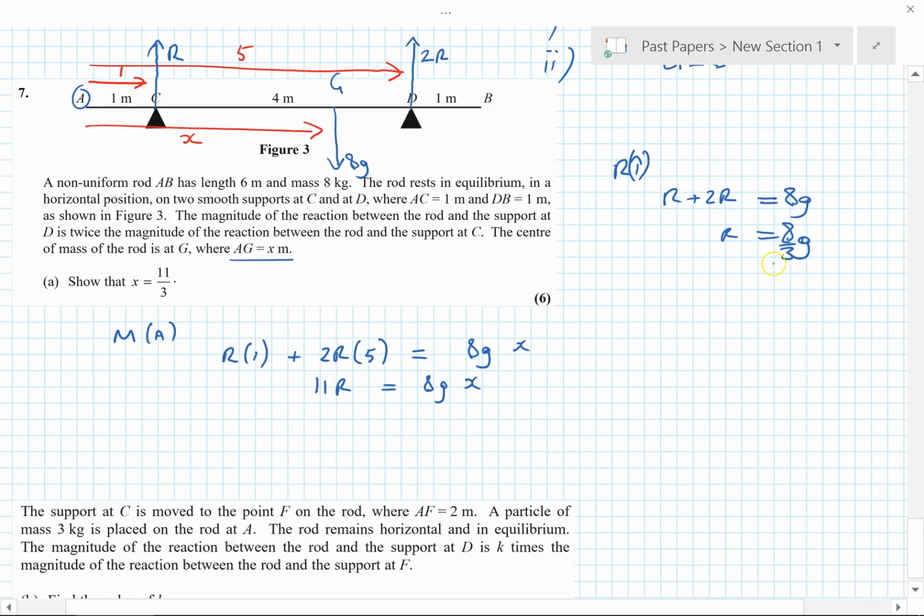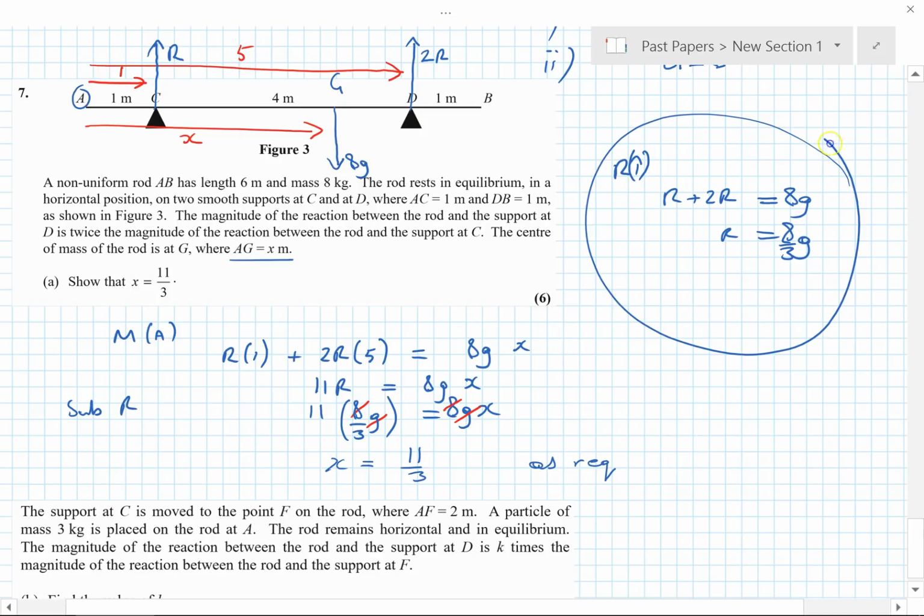Now we can sub in R at this stage. So we have 11 times 8 over 3g is equal to 8gx. And the 8 and the g cancel. So we're left with x is equal to 11 over 3, as required. There we go, 6 marks for that. But say, don't make equations complicated unless you have to. So that equation is a good one to use.